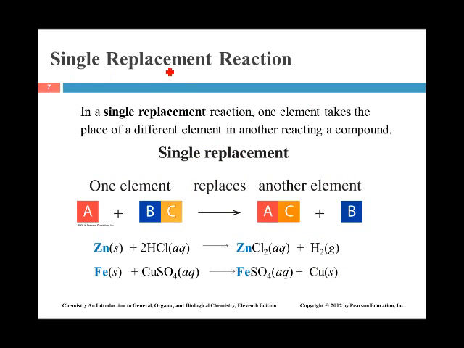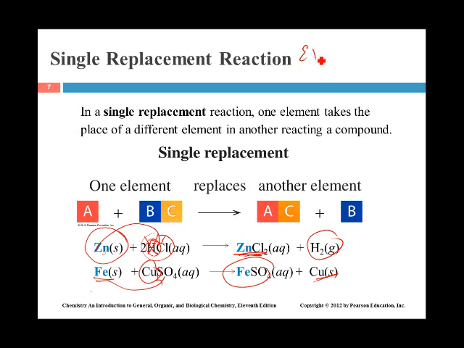Now single replacement. What's happening with single replacement is one element tries to replace another element that's in a compound. So for instance, zinc is all by itself on this one. Well, it's going to take the place of the hydrogen. So zinc is now with chlorine rather than hydrogen being with chlorine. And hydrogen's all by itself. In this situation, iron is going to replace copper. So that means iron is now going to be with sulfate, and copper is going to be by itself rather than iron being out by itself. So this time you're going to have an element and a compound.